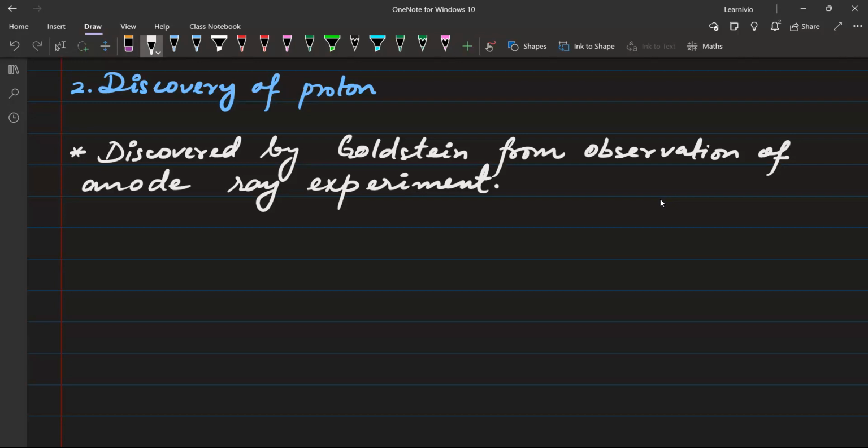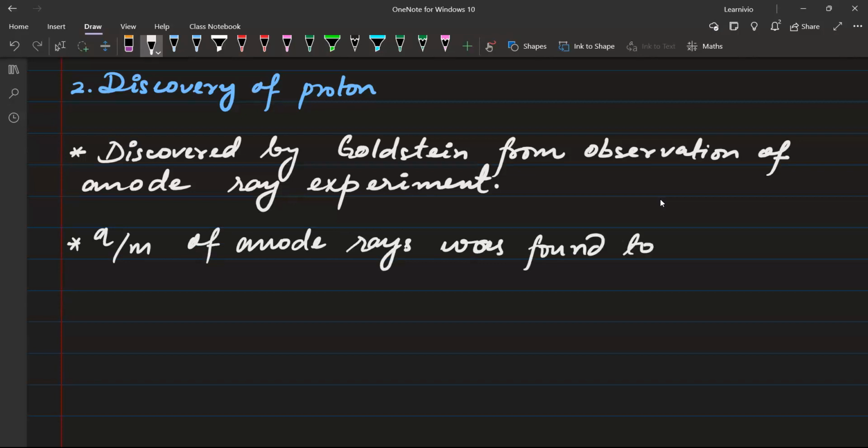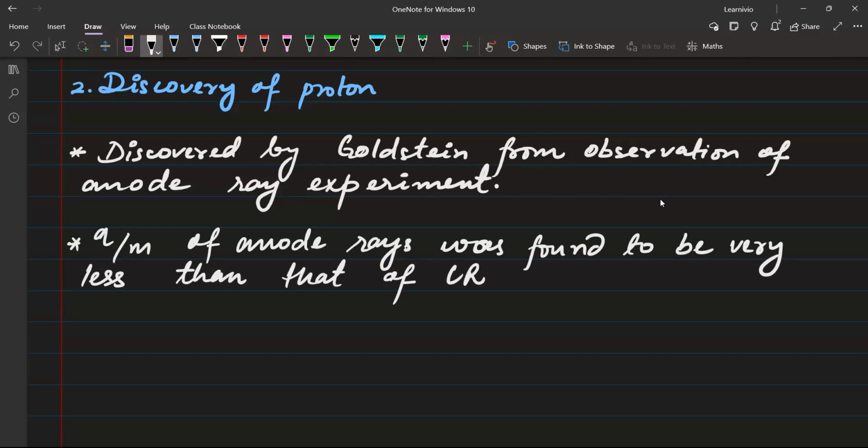Now, what was the main observation from the anode ray experiment? The charge to mass ratio. Q is for charge, M is for mass. The charge to mass ratio, Q by M, of anode rays was found to be very less than that of cathode rays. Because they are anode rays, they will be positively charged. The cathode rays are negatively charged.